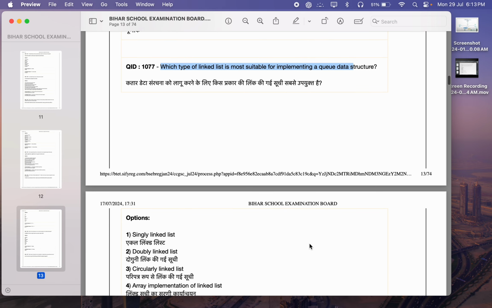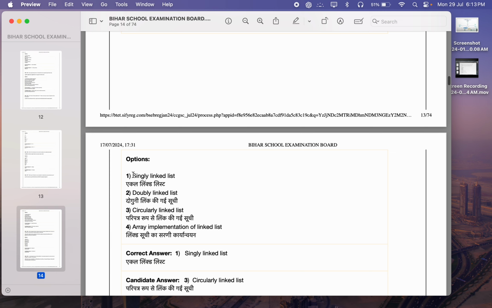Which type of linked list is more suitable for implementing a queue data structure? So we have to implement a queue. In a queue, we insert at start, we pop the element from the end, right? So it's a first in first out policy. We insert at start, but we pop from the last side. So it can't be a single linked list. We can go ahead with a doubly linked list or circular linked list. Doubly linked list is something from which you can insert from start and end, but circular linked list is the right answer, I guess.